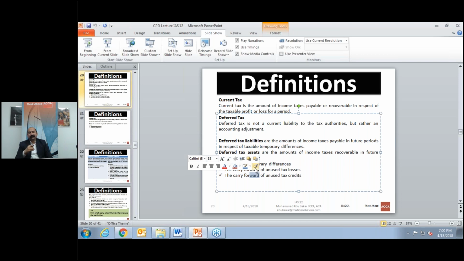Or if I say very simply, permanent difference, ignore it when you want to calculate your deferred tax asset or liability. How can you ignore it? Simply keep its tax base equal to its carrying value, so automatically no difference will arise, because this permanent difference will have no effect on deferred tax.